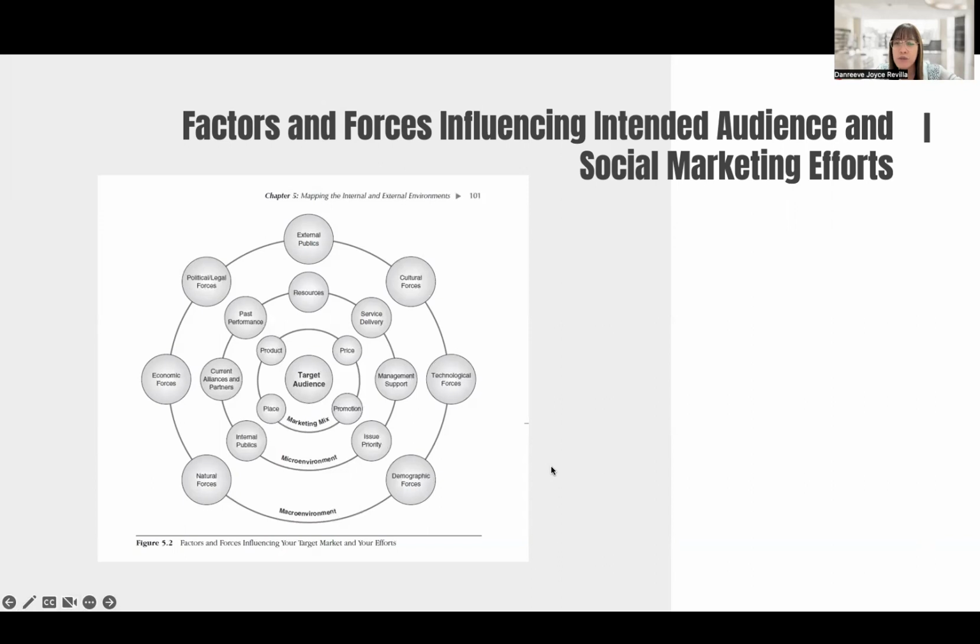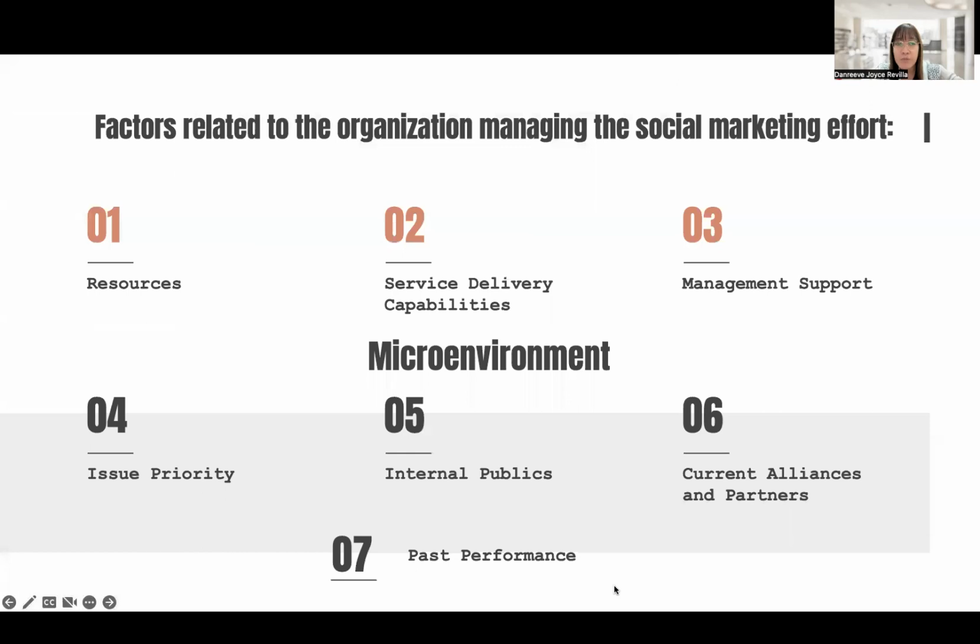order. It should be noted that the center of your planning process is the target audience, and a specific segment of the population of your target audience will be identified in step number 3. The marketing mix, or the 4 Ps, are the variables which you as the marketer planner have most control over. The microenvironment, or the factors related to the organization managing the social marketing effort, are the following.